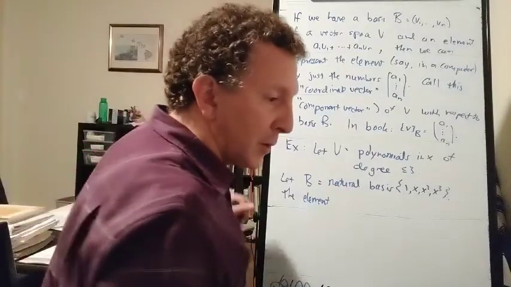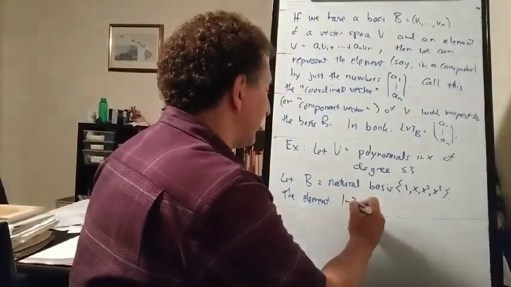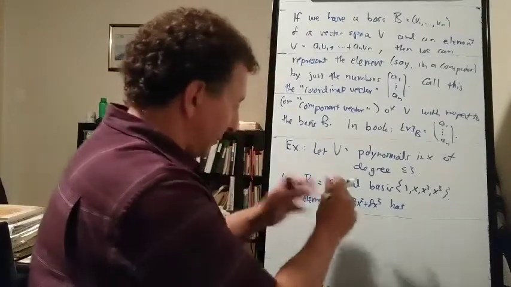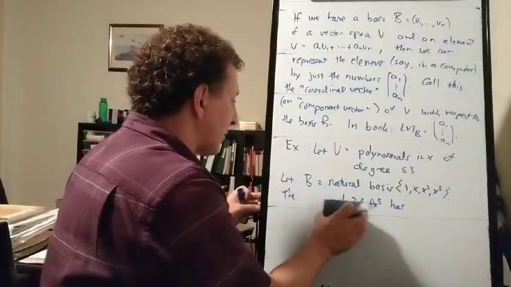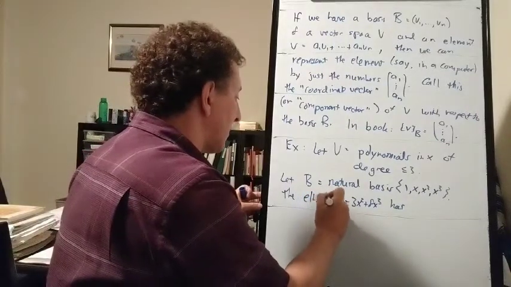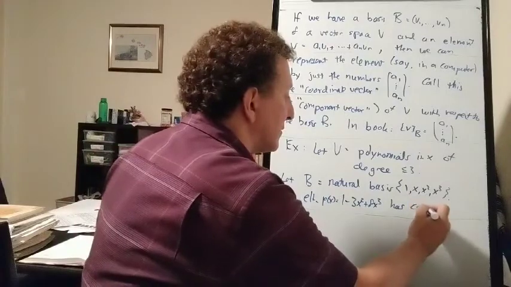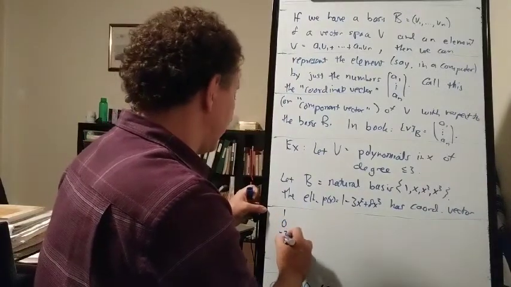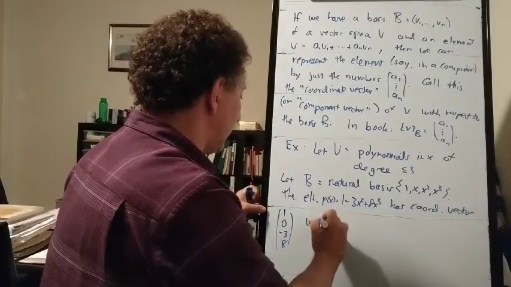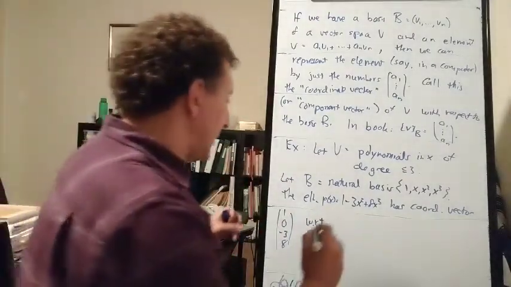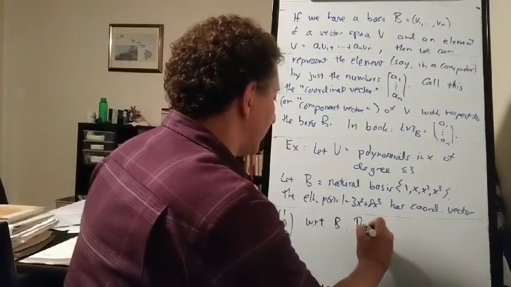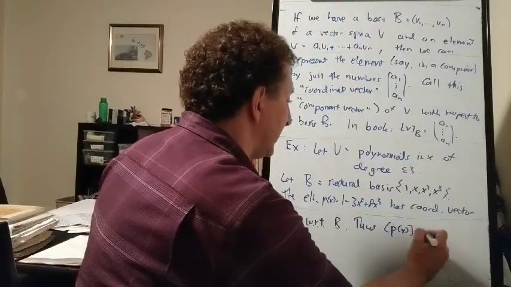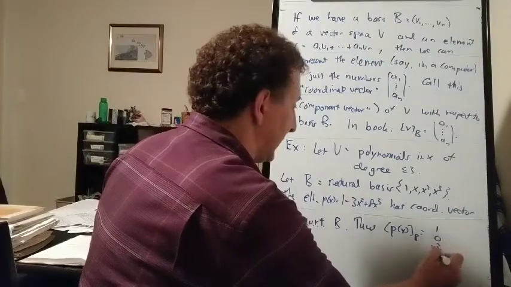Now the element 1 minus 3x squared plus 8x cubed, let me call this p of x so the polynomial has a name, has coordinate vector 1, 0, negative 3, 8, with respect to, I'm going to write WRT a lot, with respect to B. So in the notation, p of x inside of square brackets sub B equals 1, 0, negative 3, 8.